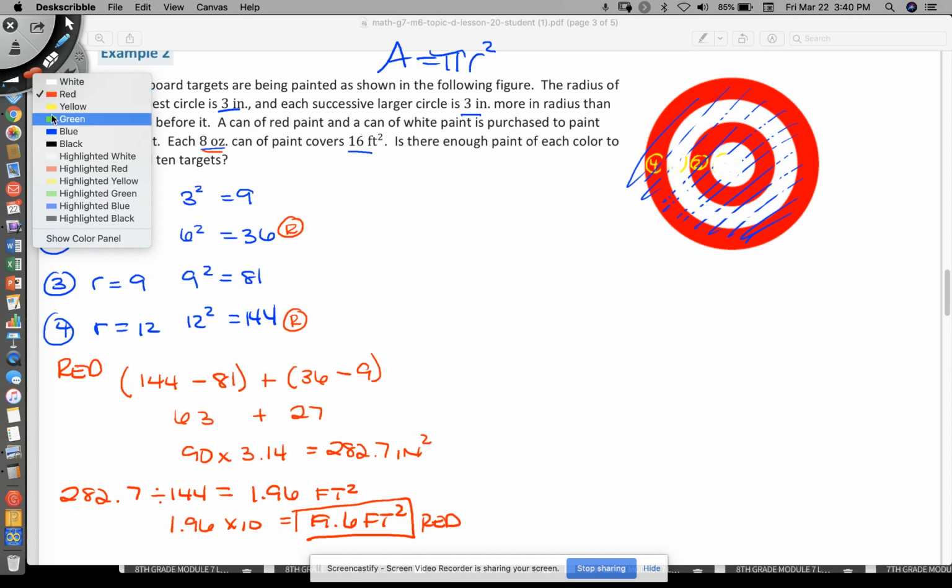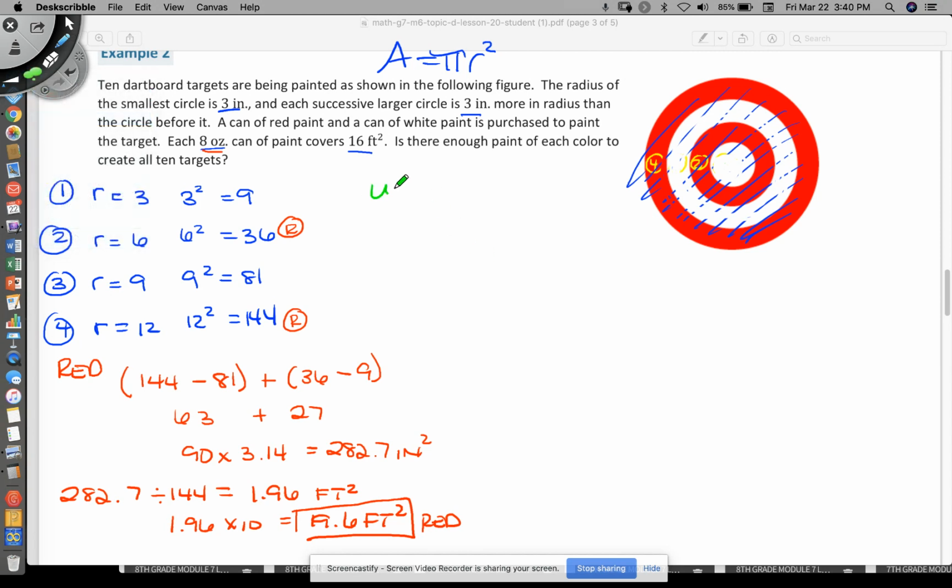Now let's solve for the white paint. Again, for the white, we don't even have to include this one because that one's red. So we're just going to say 81 minus that 36, that red there. So this is white minus red, plus the other white, which is 9. Since this inner circle did not have a red ring in it, we don't have to subtract anything from it. So this gives me 45 plus 9, which gives me 54.